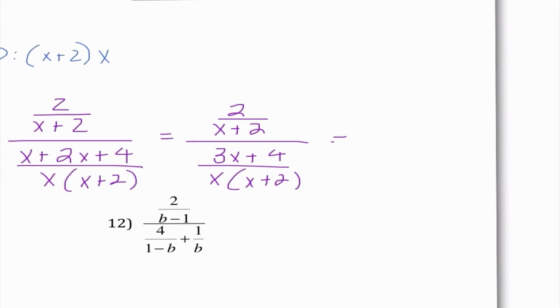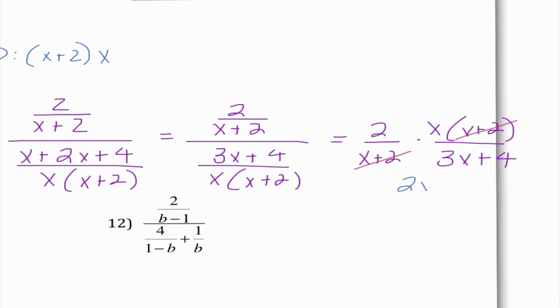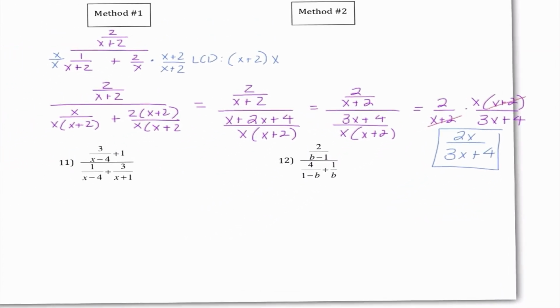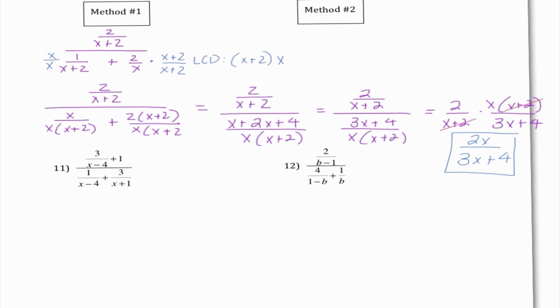Now I know that I am dividing, so I'm going to multiply by the reciprocal. And I notice that we have some common factors to cancel out. And I'm left with 2x over 3x plus 4. So if we zoom back out, we can kind of see this method once again. Okay, so first thing I did is I tried to simplify the numerator and the denominator. Once I simplified the numerator and the denominator, like right here, then I went ahead and instead of dividing, I multiplied by the reciprocal.